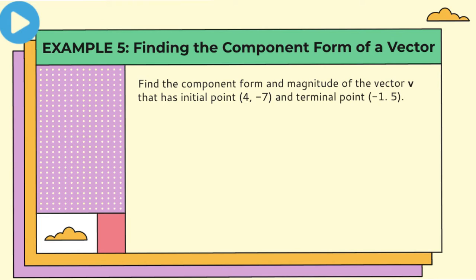So we're going to find the component form and magnitude of the vector v that has the initial point 4, -7, and terminal point -1, 5. And this should actually be a little comma. Okay. So what we're going to do first is I actually want to graph this and see what it looks like.